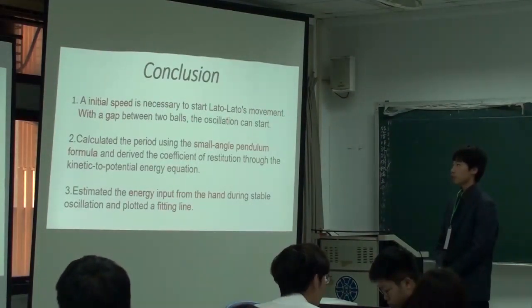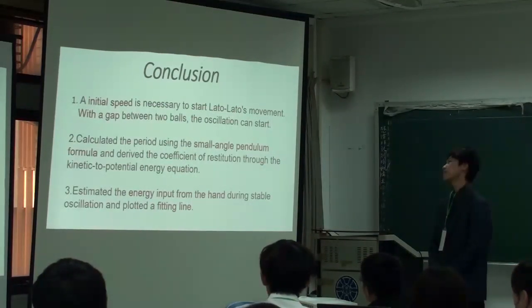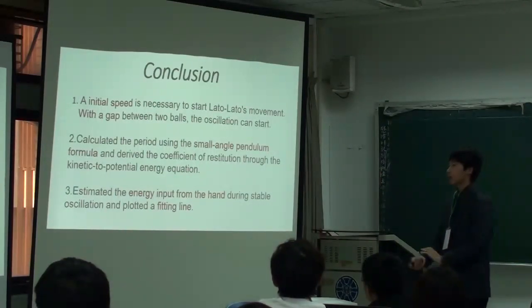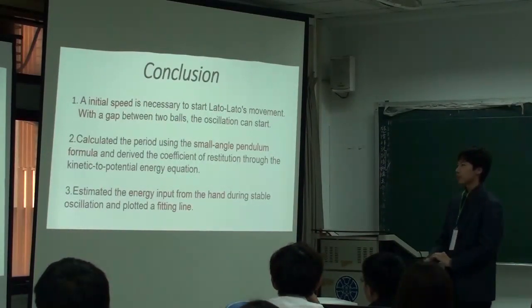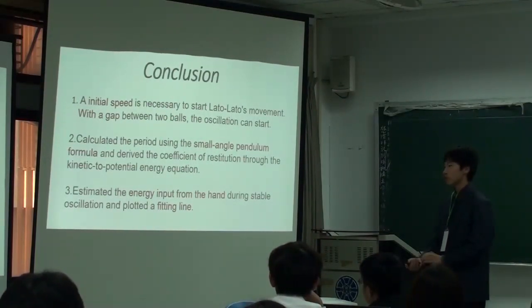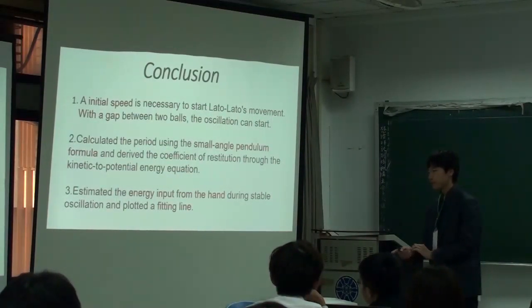With a gap between two balls, the oscillation can start. Calculate the period using a small angle pendulum formula and derive the coefficient of restitution through the kinetic to potential energy equation. Estimate the energy input from the hand during stable oscillation and plot the fitting line.